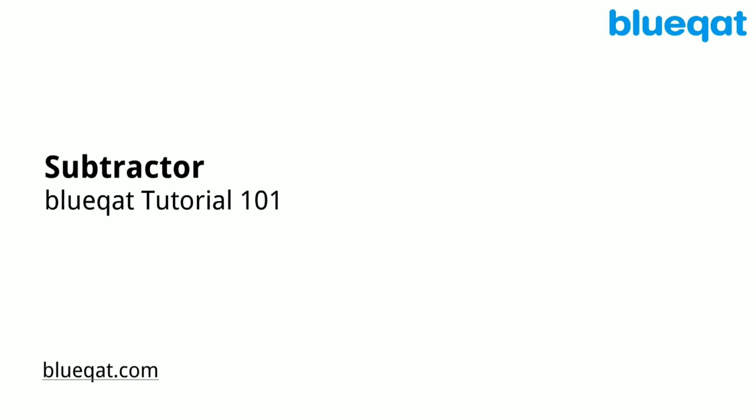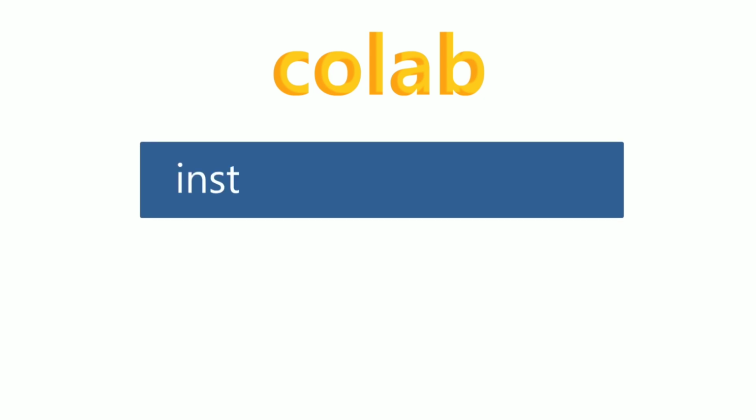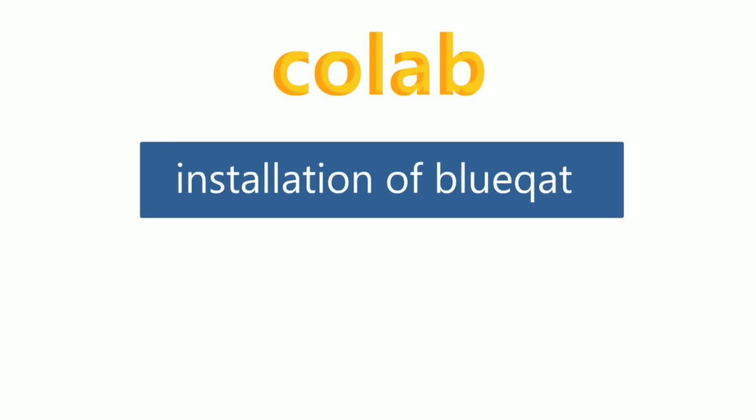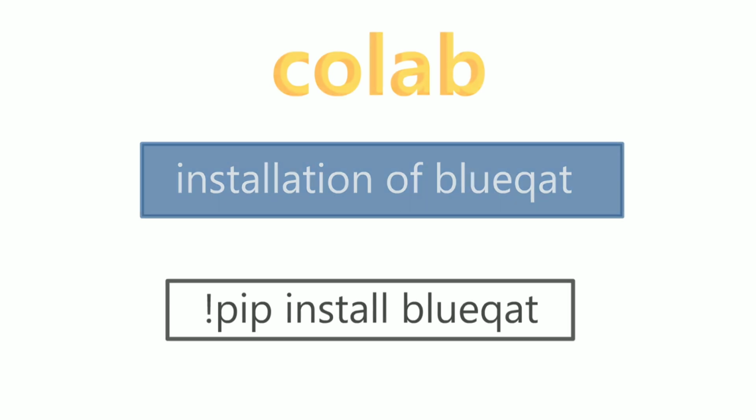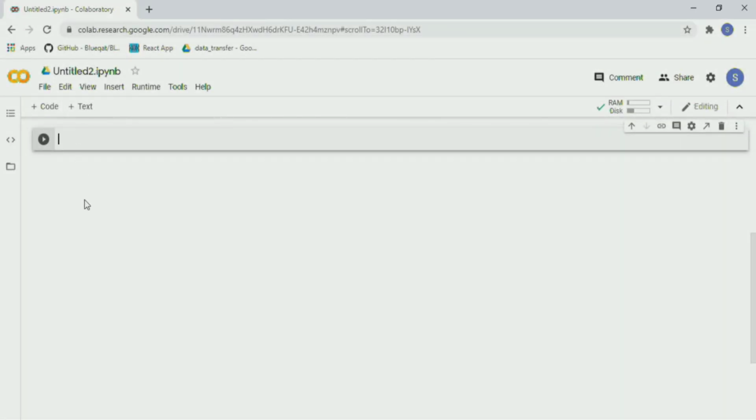In this tutorial we will be learning about Subtractor. We will use the coding environment as Google Colab. Same like previous video, firstly, we are going to install Blueqat in the Google Colab. Type pip install Blueqat.